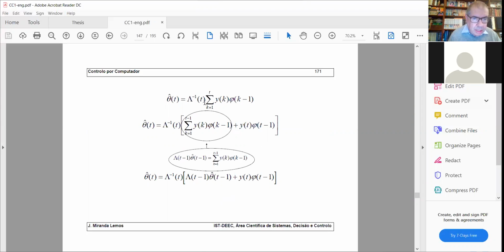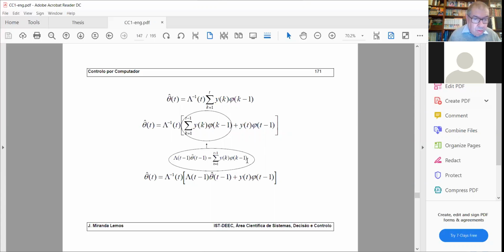I rewrote here the formula for the least squares batch estimator, and I'm going to isolate the most recent term, so the term for k equal to t. For k equal to t, you get y_t phi_{t-1}, which I wrote here, and then you have a summation from k equal to 1 up to t minus 1. The term between square brackets is nothing more than this full summation here.